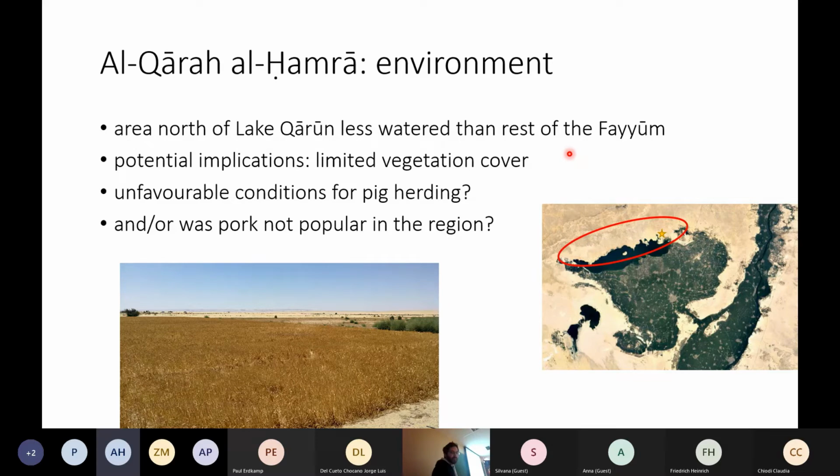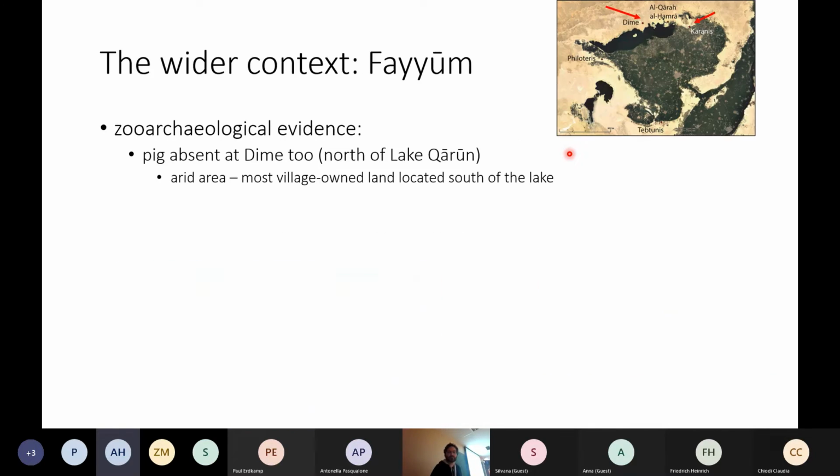So the environmental explanation may apply. However, we also have to consider the cultural variables. So basically, what if pig was absent because they were not much into pork? And this is obviously something important to consider. And if we look at the faunal assemblage from Dime, which is just to the west of Karal Hamra, also in the area north of Lake Karun, there too pig is absent. So perhaps this is supporting what we see in Karal Hamra.